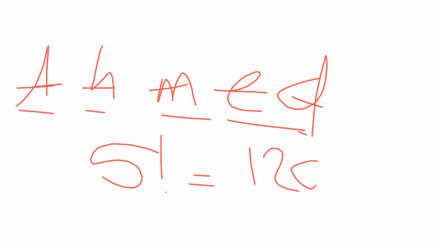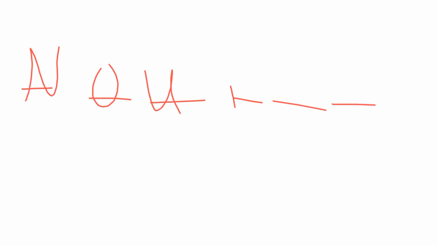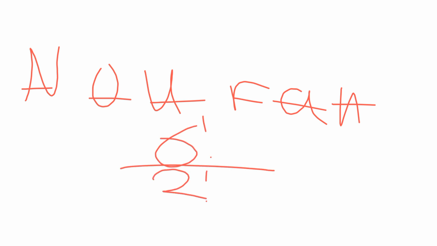Ahmed. 1, 2, 3, 4, 5. It's 5 factorial. 5 factorial equals 120. Okay, let's take another example. 6 factorial divided by 2 factorial equals 360.